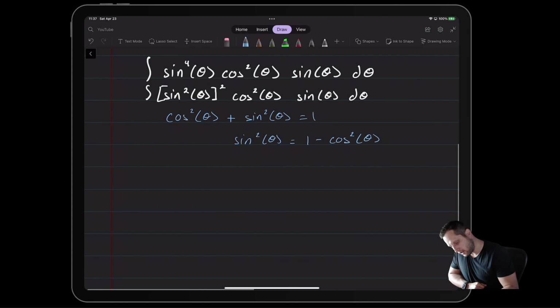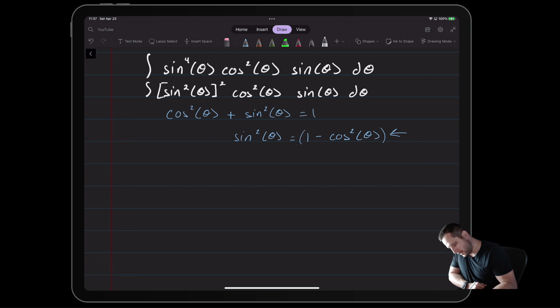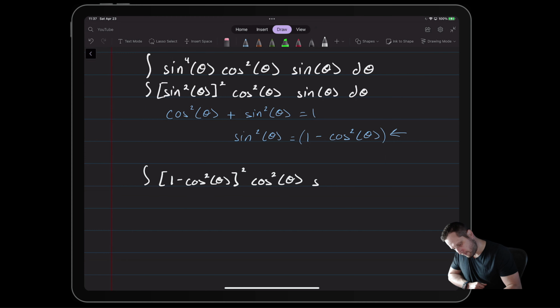So I'm going to plug this in, this whole term right here, in for sine squared. So then we have the quantity 1 minus cosine squared theta, all squared, times cosine squared theta sine theta d theta.